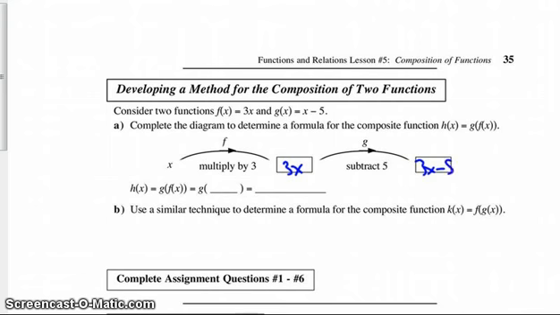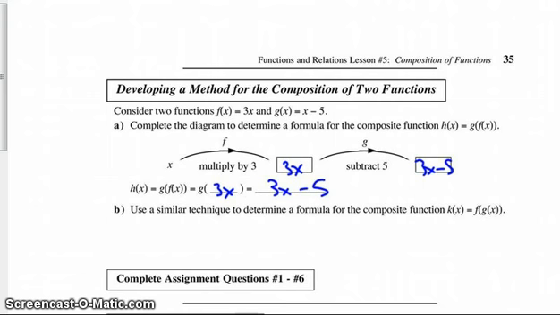h at x is equal to g at f at x. And what is f at x? f at x is 3x. So when we substitute that in there, that's what we have. And what does that actually turn out to be? 3x minus 5.